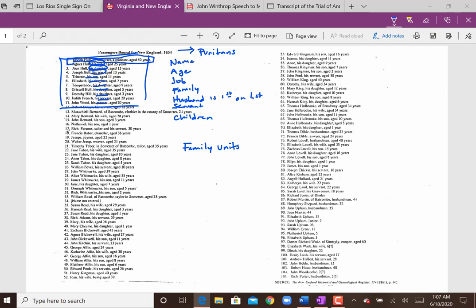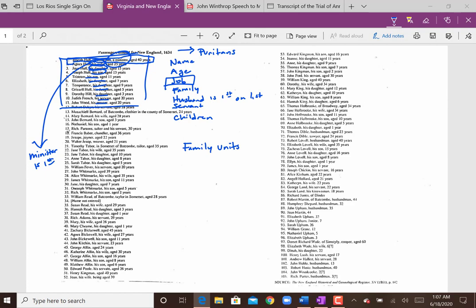The fact that they tell their job title, and it is important that the minister is first, because the minister in Puritan society was one of the most important people within the society, not only as running the church, but they tended to be politically involved, because the reality was religion and politics were interconnected within Puritan society. So they came over as family units.